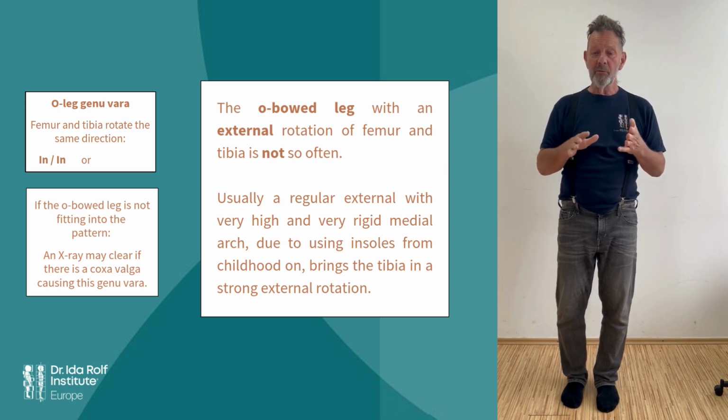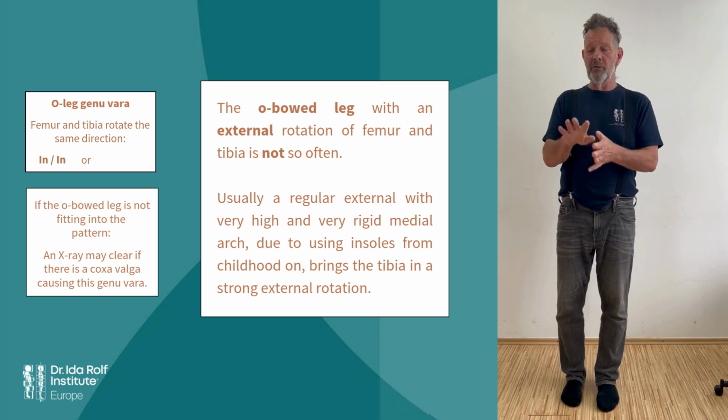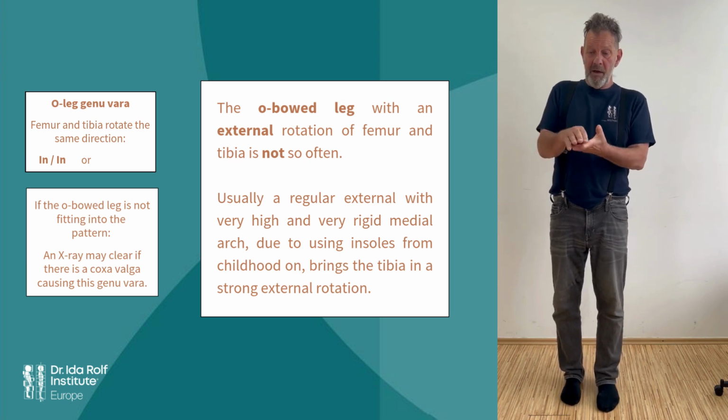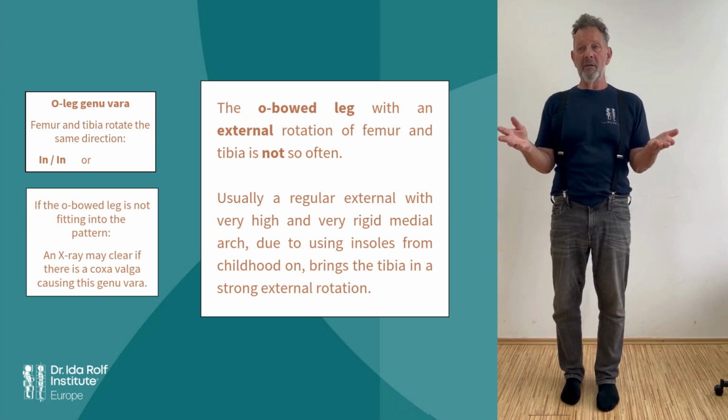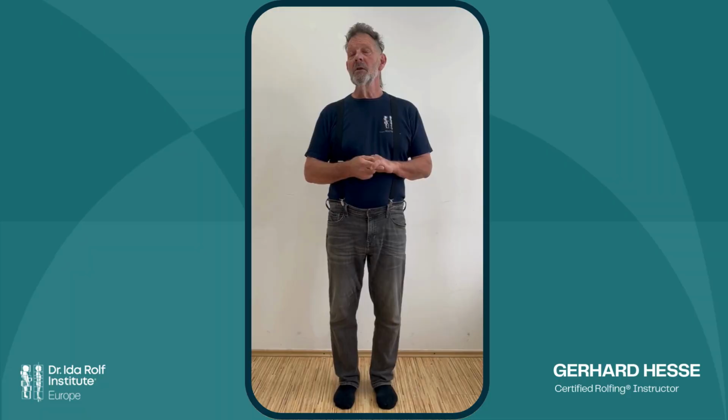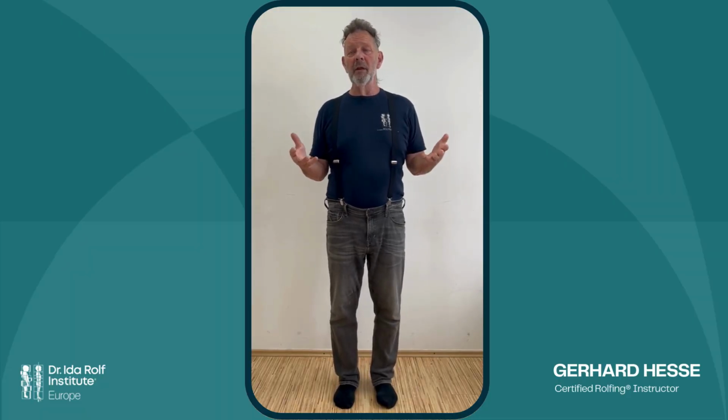When people wear insoles from childhood on, bringing the tibia into an external rotation, and they have a posterior tilt, we have an external O-bowed leg. So the external O-bowed leg, we don't find it so often, but we find it, and it's good to know what to do to understand it.